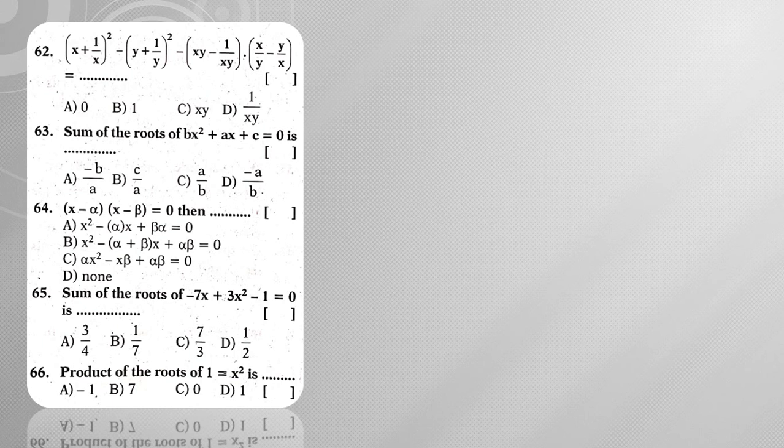If I expand this, what am I going to get? x square plus 1 by x square plus 2 into x into 1 by x. The same way, minus of y square plus 1 by y square plus 2 into y into 1 by y. Minus, and here if you do the multiplication, what am I going to get? Minus of xy into x by y. So y gets cancelled, so this becomes x square. Then xy into minus y by x, x gets cancelled, so this becomes minus y square. So with the first term we have completed the multiplication.